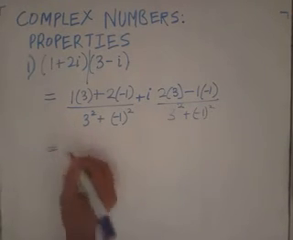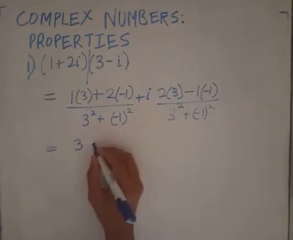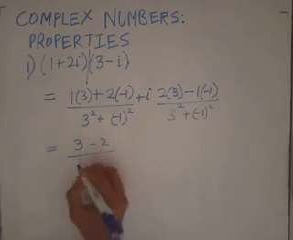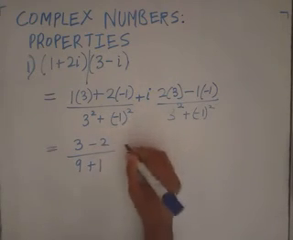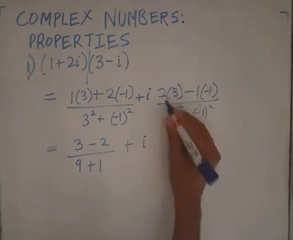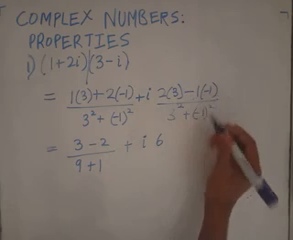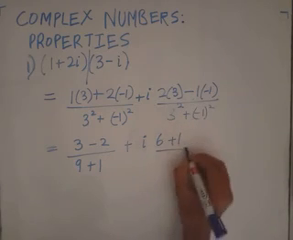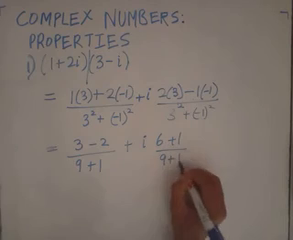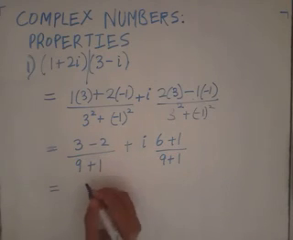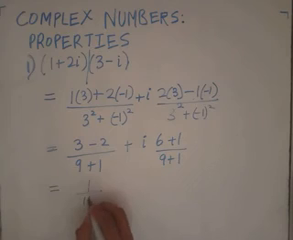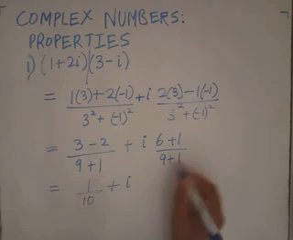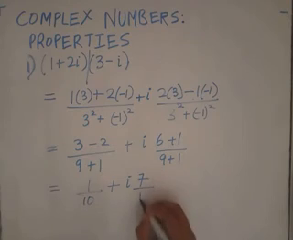Now it's just a matter of simplifying it. This is 3 minus 2 over 3 square, which is 9, minus 1 square is just 1. i times, we have 2 times 3, which is 6, minus 1 times minus 1 is plus 1, divided by the same thing, 9 plus 1. 3 minus 2 is minus 1. Oh, I'm sorry. 3 minus 2 is 1. 9 plus 1 is 10. 6 plus 1 is 7. 9 plus 1 is 10.